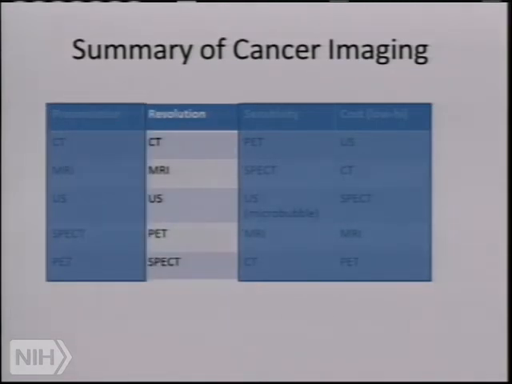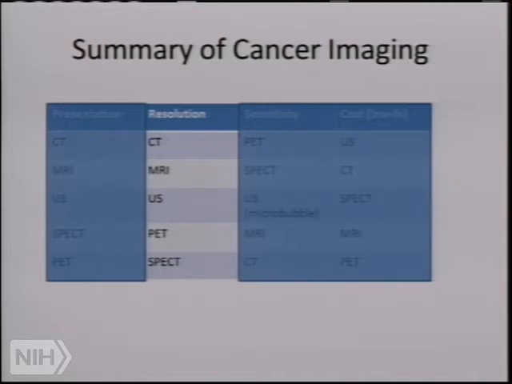If we think about the resolution, what's at the top of the pyramid for resolution? It looks almost like what I presented. But CT has the best resolution, MRI better than ultrasound, which is better than PET, which is better than SPECT. So that gives you some idea about what you can resolve in terms of the smallest lesion.